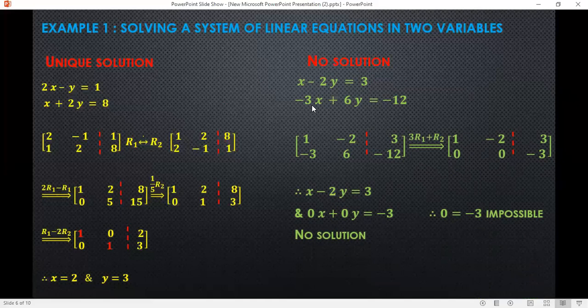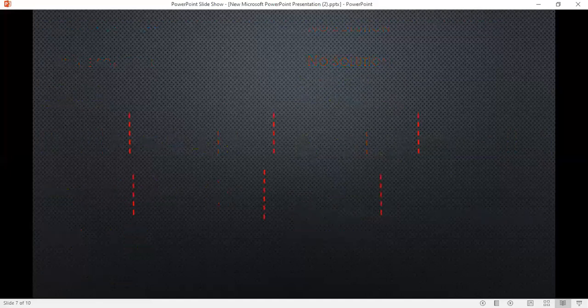If you divide the second linear equation by negative 3, then you will get x minus 2y equals 4, and the first one is x minus 2y equals 3. They are the same, but they are different in the constant. This means that the two equations have the same slope, but they don't pass through the same points. And this means that the two lines represented by these two equations are parallel. This means that there is no intersection point between them.